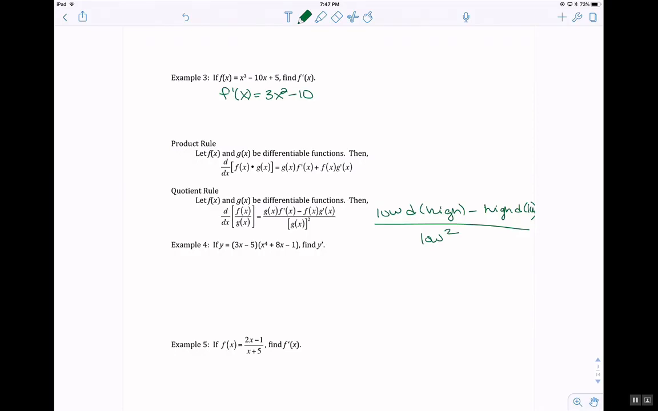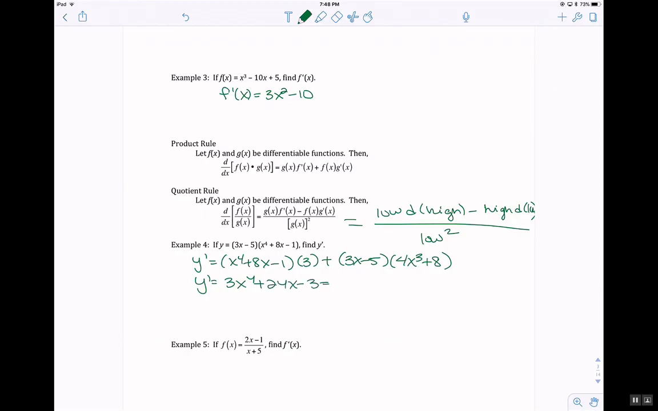So example 4 is product rule. So y prime is equal to x to the 4th plus 8x minus 1 times 3, plus 3x minus 5 times 4x cubed plus 8. And so I can distribute this out. So y prime is 3x to the 4th plus 24x minus 3.